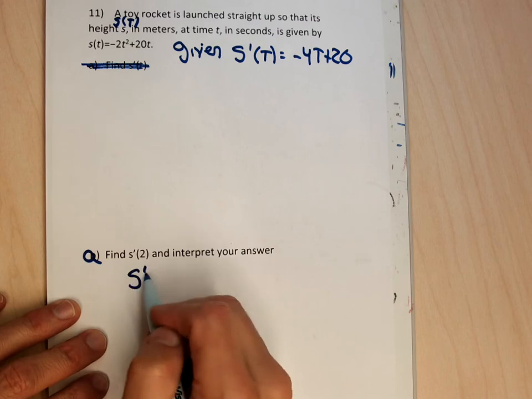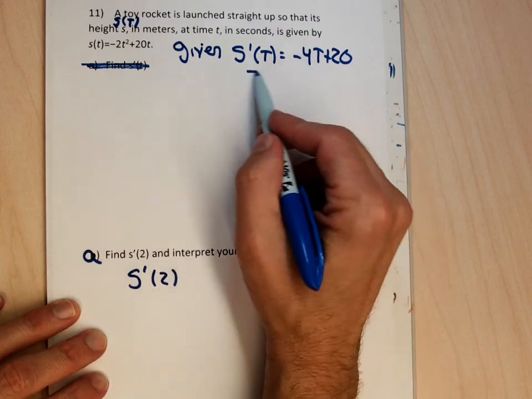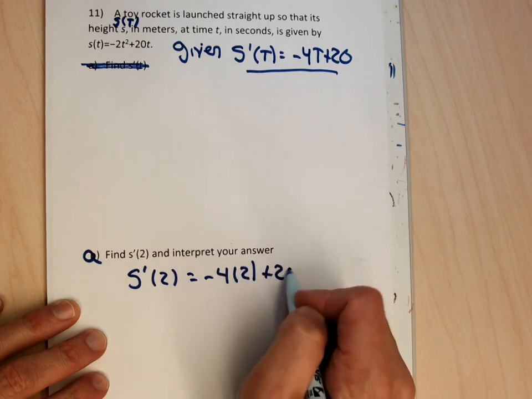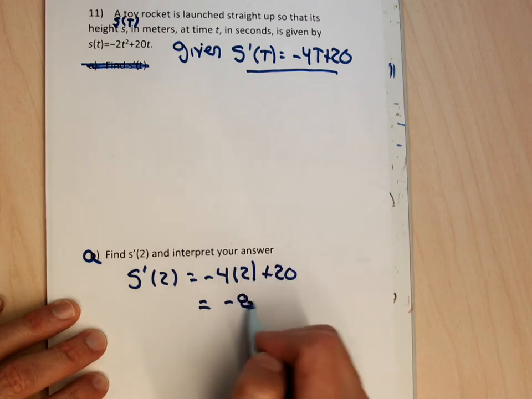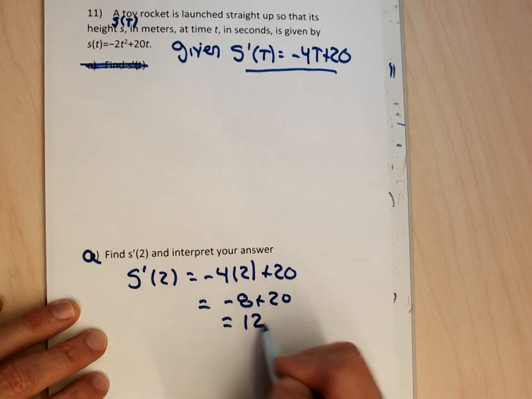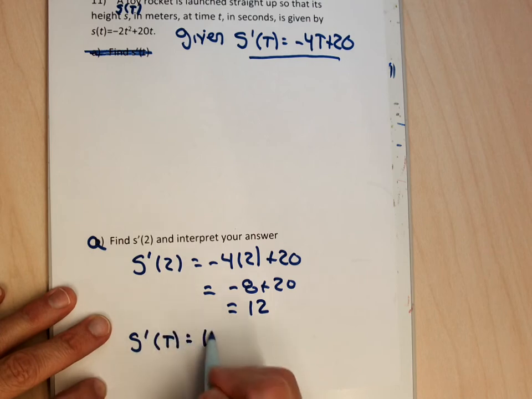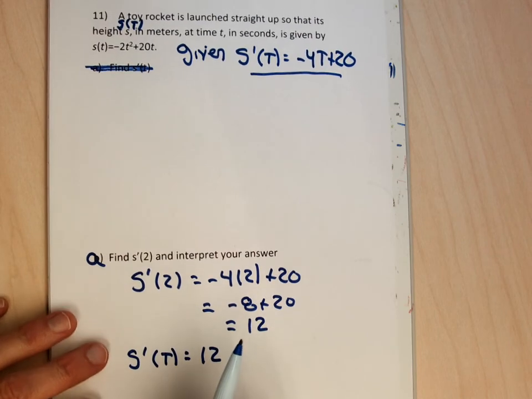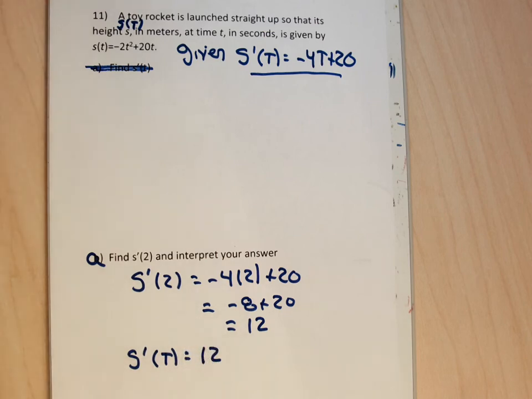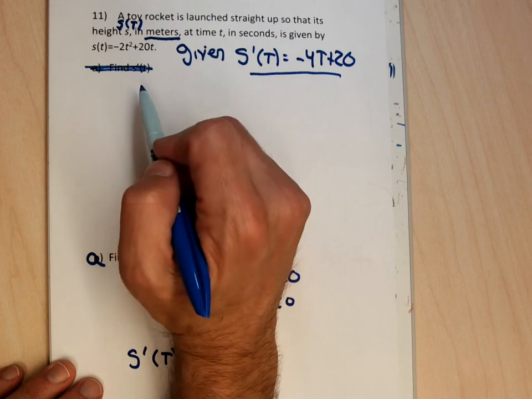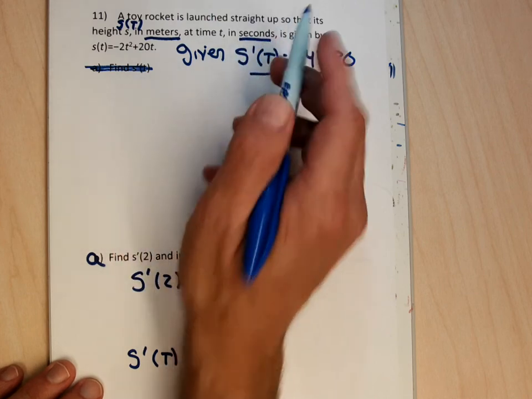So to do s prime of 2, I'm going to plug in 2 for t and get negative 4 times 2 plus 20. That's going to be negative 8 plus 20. That's going to be 12. So part of the answer to this question, s prime of 2, is 12. And hopefully you remember that for these position functions, the derivative gives you the velocity. It gives you the velocity in distance per time. The distance is measured in meters. The time is measured in seconds.